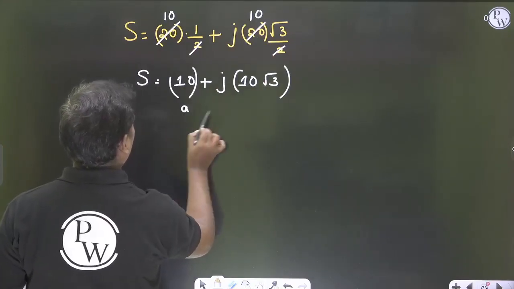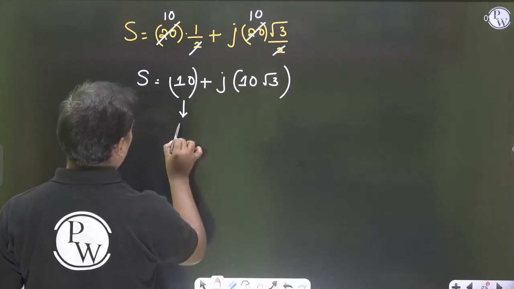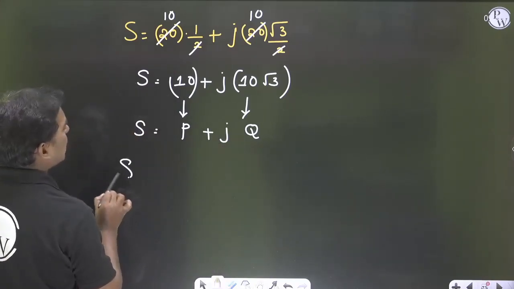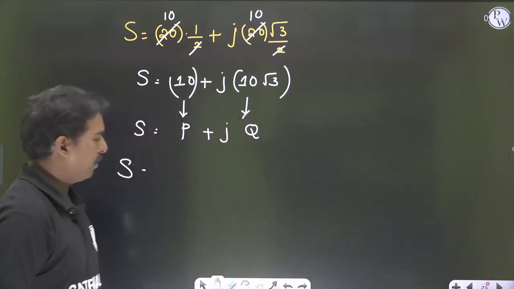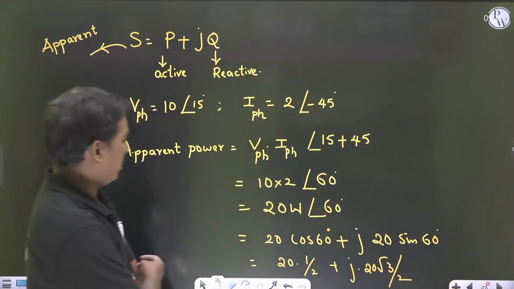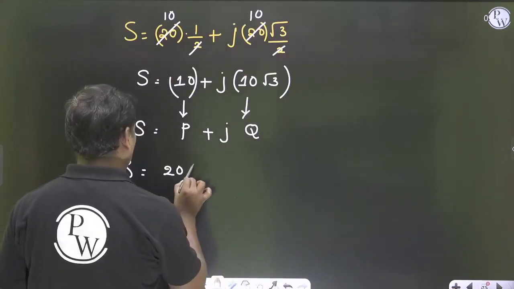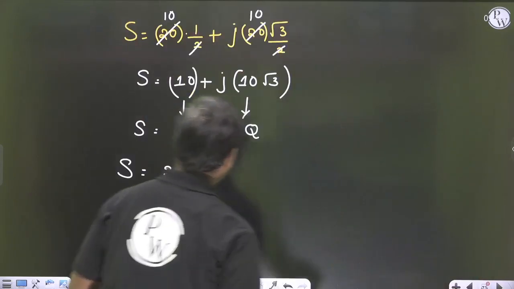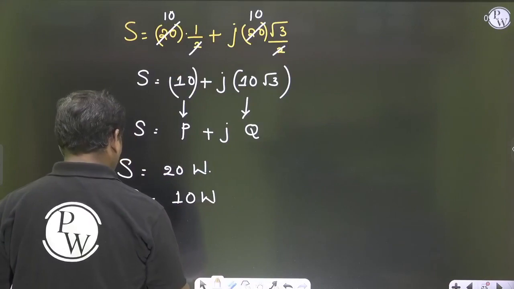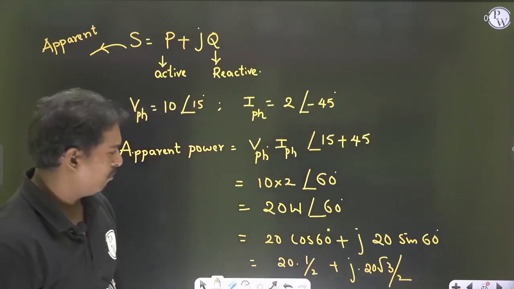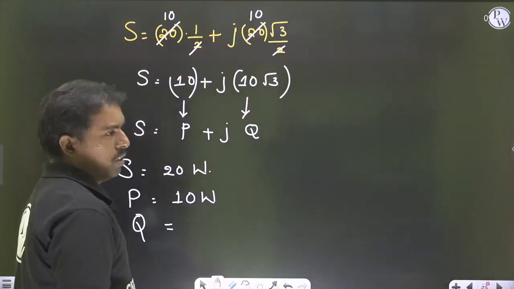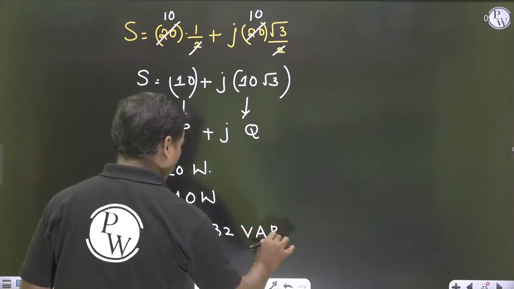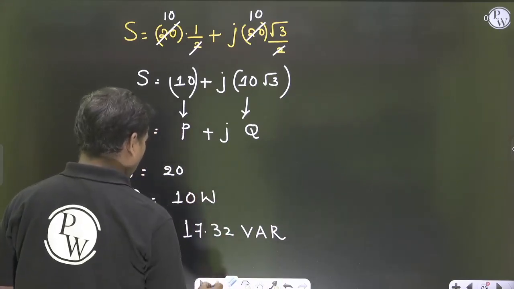So this is A plus jB. That means we can take this as the P and this as the Q. So this is the S. Apparent power S is equal to 20 watts, and the active power is 10 watts, whereas Q, the reactive power, is 10 root 3. 10 root 3 means 1.732 into 10, that means 17.32 volt ampere reactive.